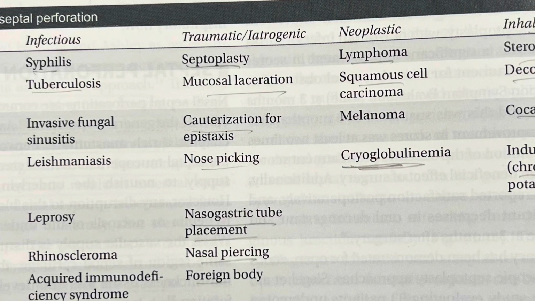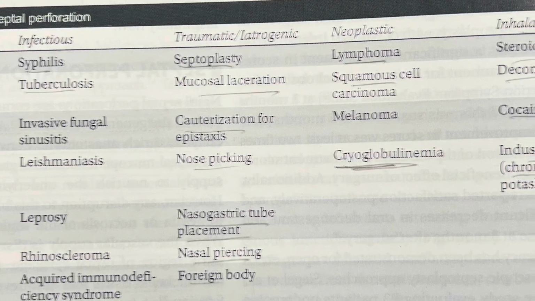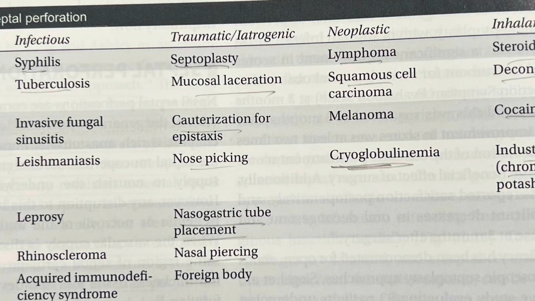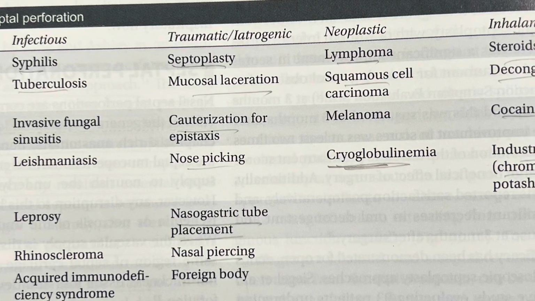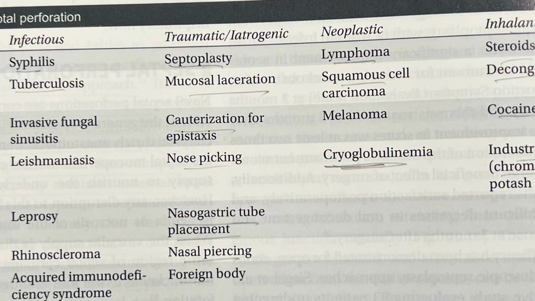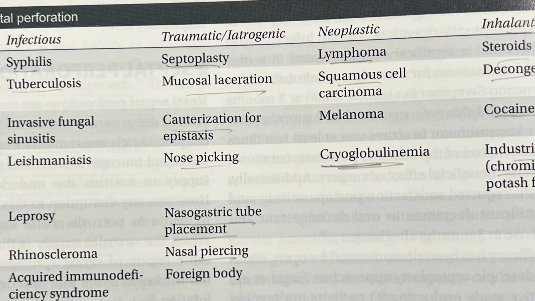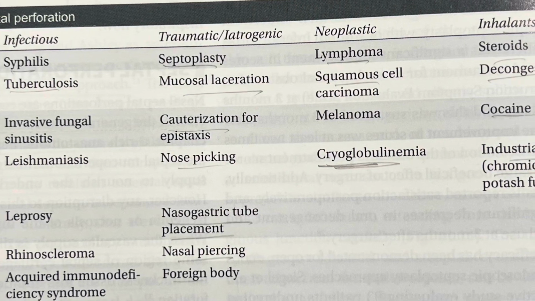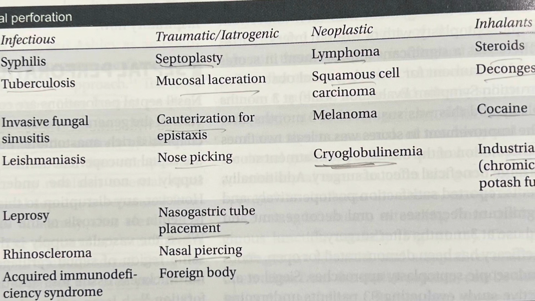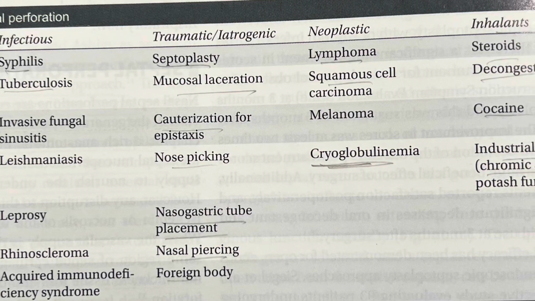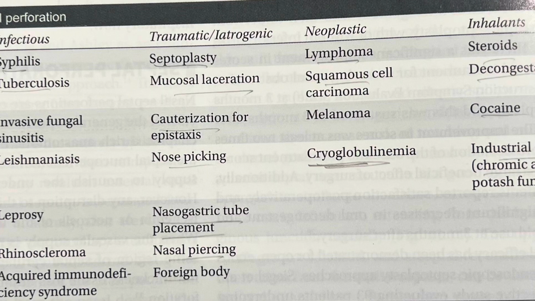Leishmaniasis, a parasitic infection, and leprosy, affecting skin and mucous membranes, can cause significant nasal damage over time. Rhinoscleroma, a chronic bacterial infection, can cause progressive damage to the nasal cavity, and individuals with AIDS are particularly at risk due to their increased vulnerability to infections.